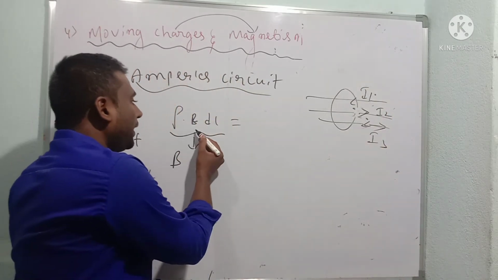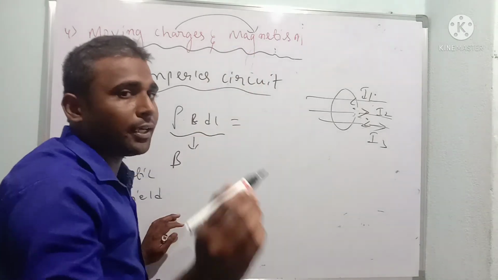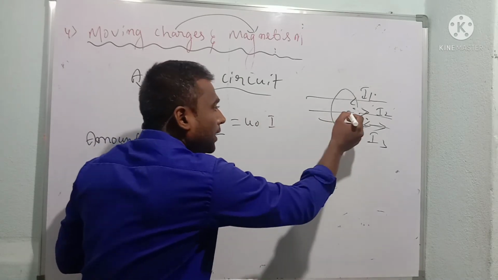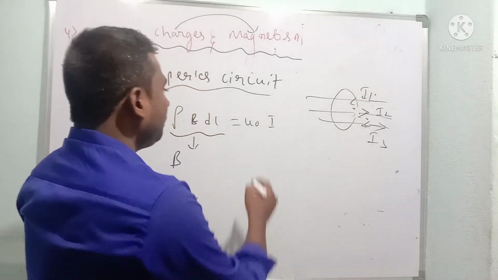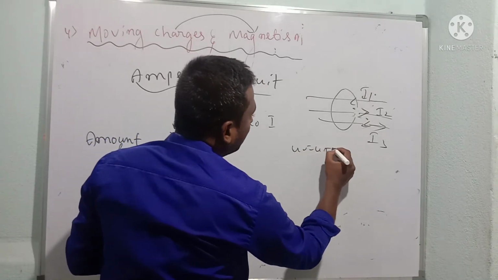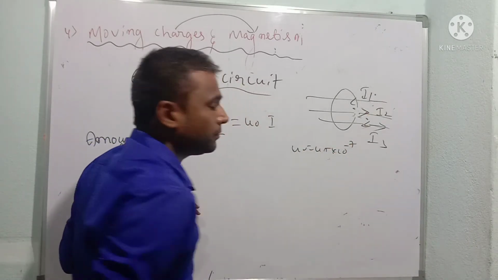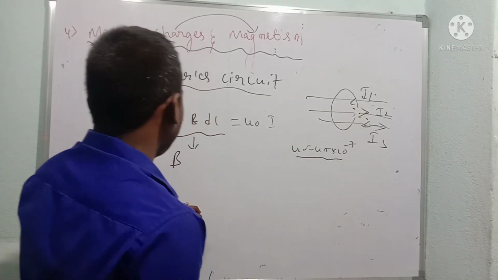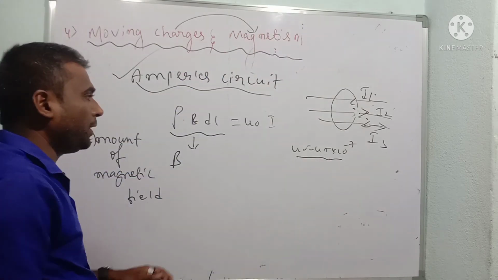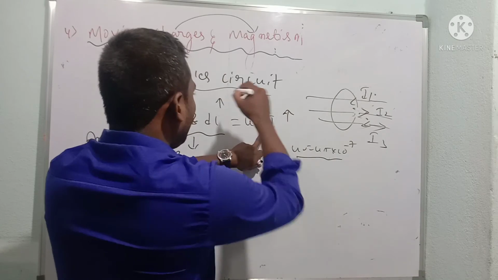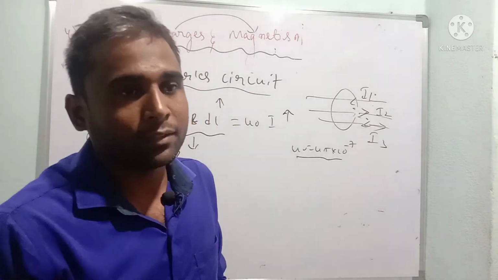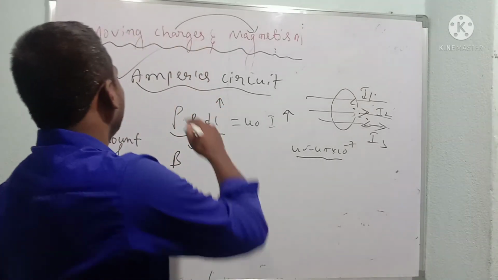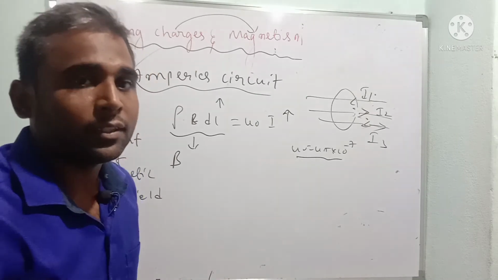That means the line integral of the magnetic field is directly proportional to mu naught times the current enclosed in the circuit. Here mu naught is equal to 4 pi into 10 to the power of minus 7. Remember this one. So this is about Ampere's circuit law. Very simple: if more current is moving, it produces more magnetic field; if current is less, it produces less magnetic field. This is all about these topics, and next class we'll discuss the remaining topics.